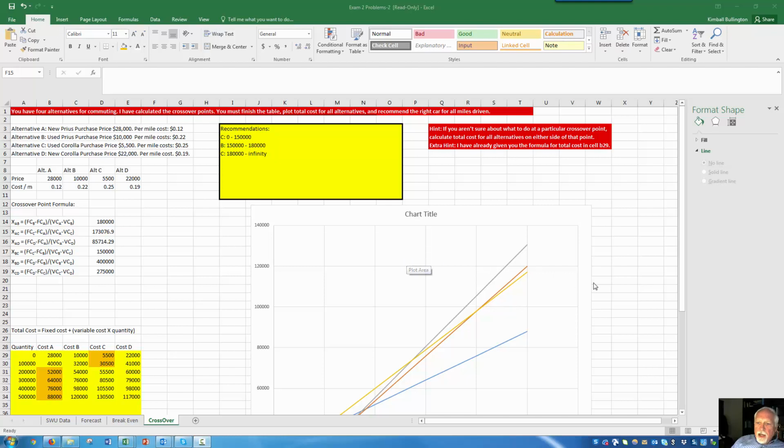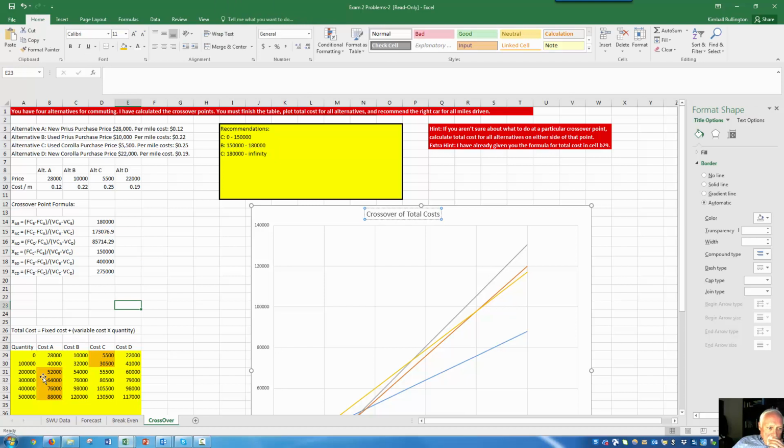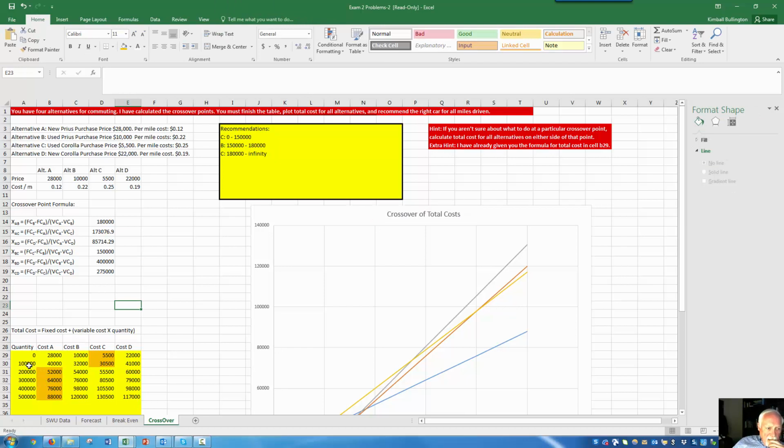Well, let's go just a tiny bit farther. Obviously, I'd want to edit a chart title and do that, but sorry, give it a whatever crossover of total costs, or whatever you want to put there. But let's go back over here for a minute.